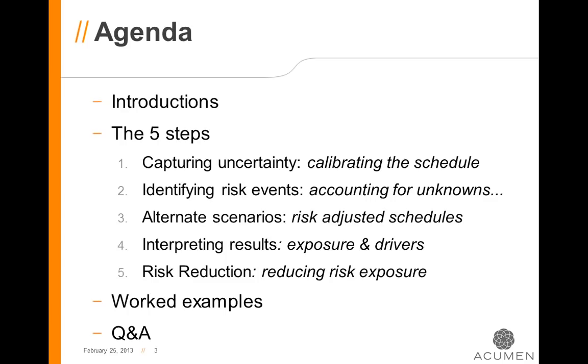So now those 5 areas I have listed here: capturing the uncertainty and sort of calibrating the schedule, identifying risk events, alternate scenarios, interpreting the results, and risk reduction, mitigation plans. And one of my favorite parts of the demonstration is a particular chart we're going to show you, which will effectively show you where your mitigation dollars, time, and energy are best spent. We're going to be showing several examples of these different functionality.